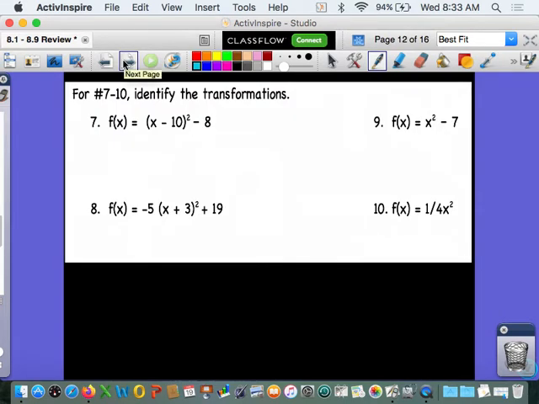The next section. All we are doing here is identifying our transformations. Start at the beginning. On number 7, do I have an a value? No, so skip it. This negative 10, that's my h. That tells me to do what? Right. Remember, you take the opposite, so I'm going right 10. That negative 8, that's your k, so that tells you to do what? Up or down, so it's negative, so that means down. How many? 8. Down 8.